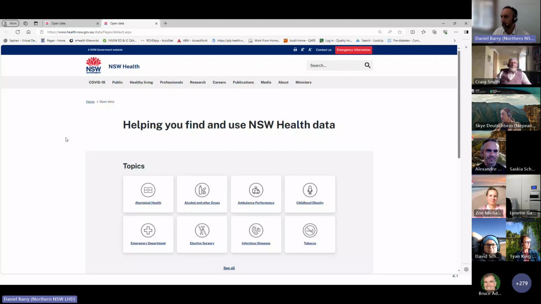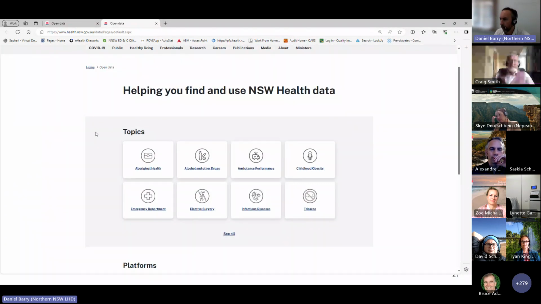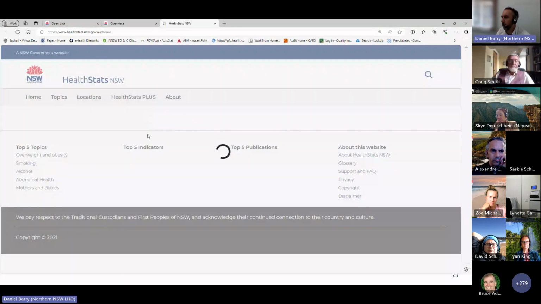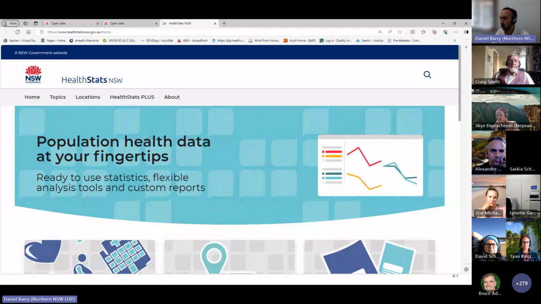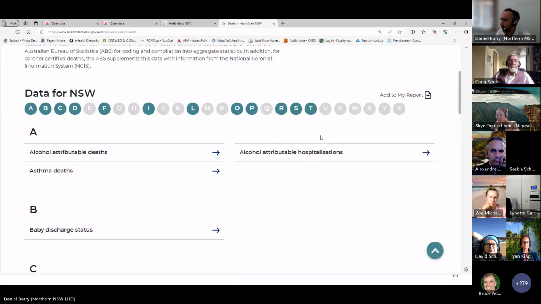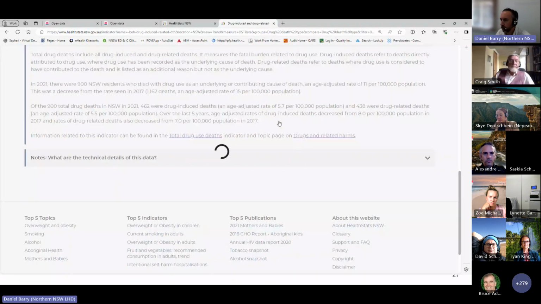So you should all be able to see the New South Wales Health open data site here now. And on this, you have information on a range of topics, as well as a few additional open data platforms that New South Wales Health manages. One of these is Health Stats New South Wales, which contains information on a whole range of population health indicators. And the one I'm going to look at here is drug-induced and drug-related deaths.